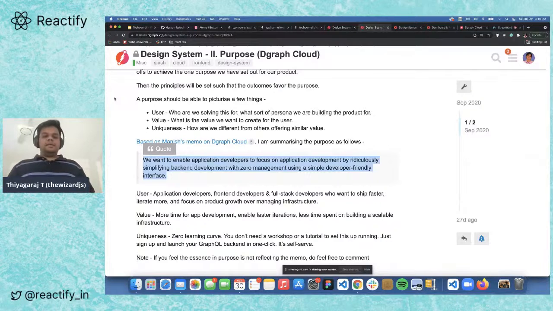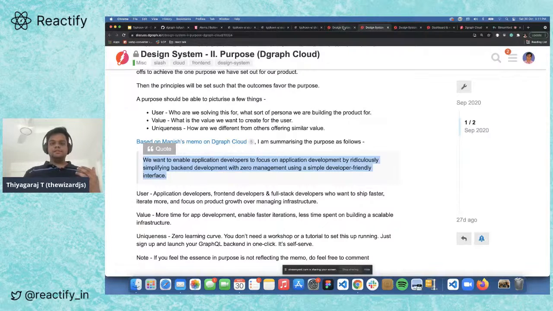We said we want to enable app developers to focus on really important development, by simplifying backend development with zero management, and give them a super developer-friendly interface. So that speaks a lot, right? From there you can derive who the user is, what kind of user we are trying to address, what the exact value we are creating is, and how unique it is. We are saying that it's going to be self-serve, it's going to be developer friendly. So that means it needs to be accessible, it needs to be foolproof. So it defines a lot of guidelines for the principles, and then you can define the principles which work for you.